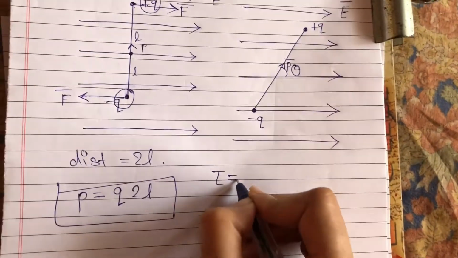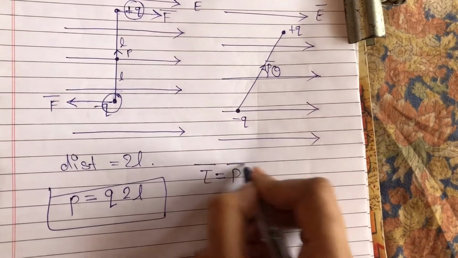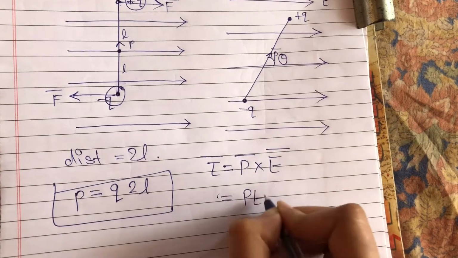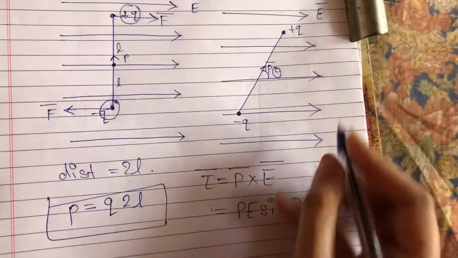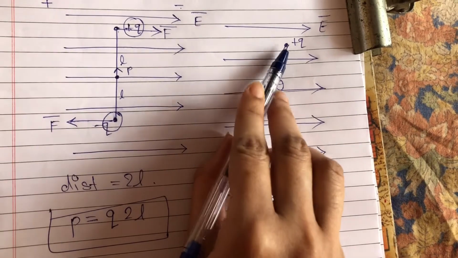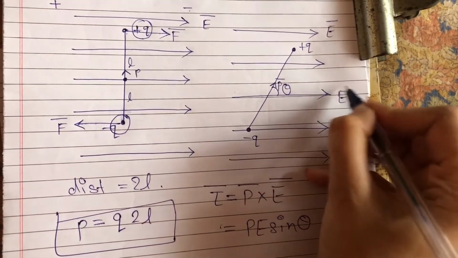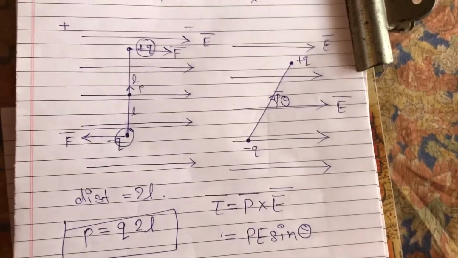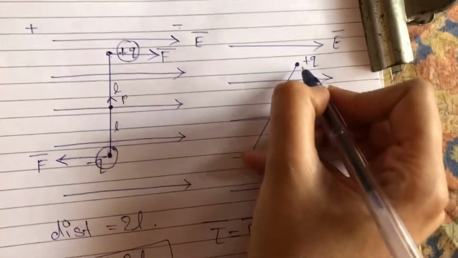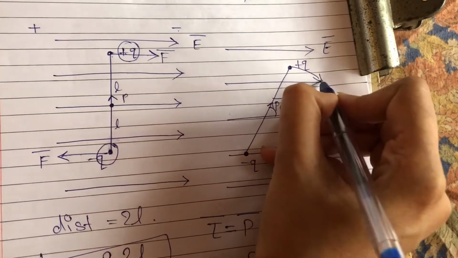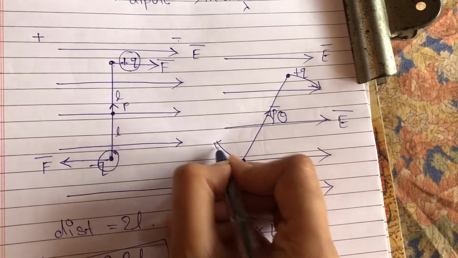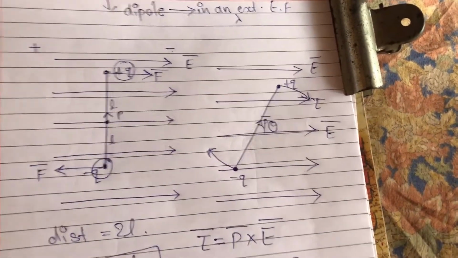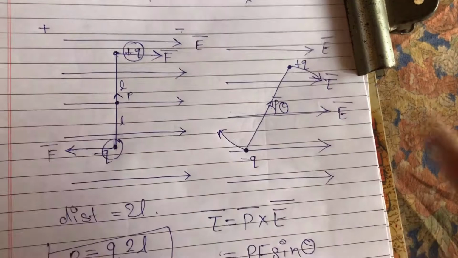What is the formula of torque in vector form? It is P cross E. If I want to remove this cross product, I'll write it as PE sin theta, where theta is the angle between P and E. Now due to torque there is rotation, and this torque is due to the external field, whose formula is written over here.